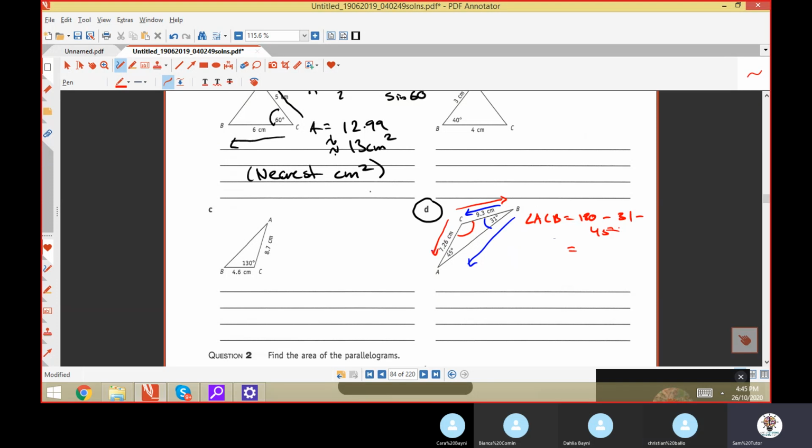104? Yeah, thank you. And then you can just plug it in. Half AB sine C, so half times 7.26 times 9.3 times sine 104. There you go.